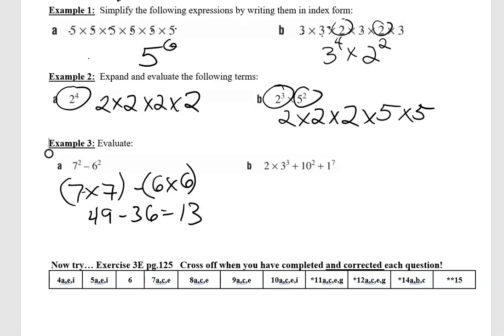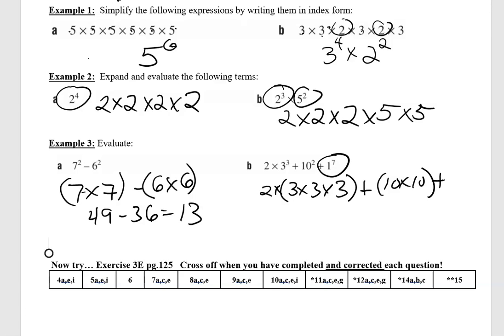And now again here, you're thinking, BIDMAS, where am I going to go first? Well, you would think multiplication in the old world, but now we're actually going to do the powers: 2 times 3 times 3 times 3, and we're going to add that to 10 times 10 plus 1 times 1 times 1 times 1 times 1. So I guess what? What is 1 times 1 times 1 times 1 times 1? It's just going to equal 1.